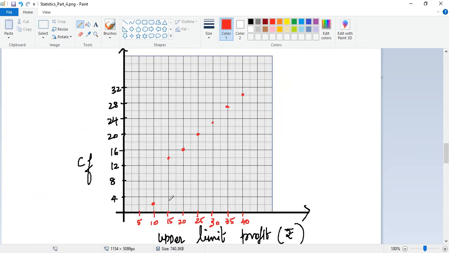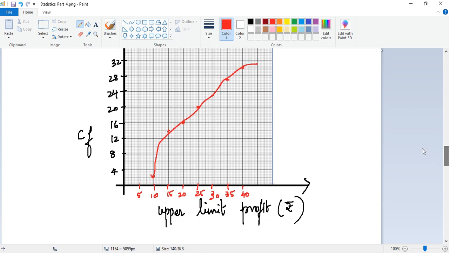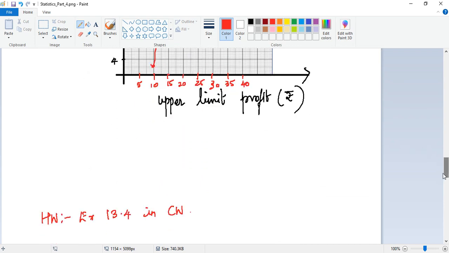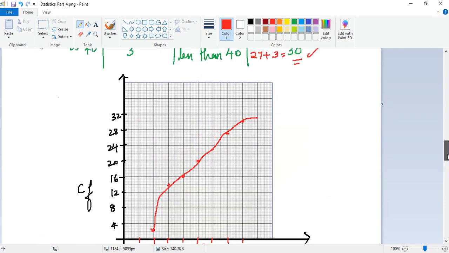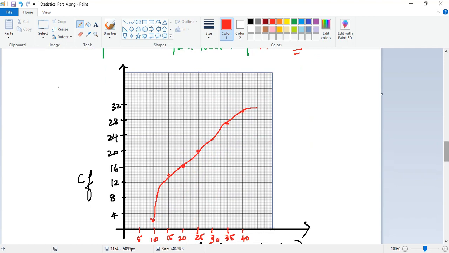So now you just have to join this like this. You should not use your scale to draw it, just join it freehand. This is how you will join it. So this is the less than and more than type graphing. Now sometimes they may ask you to draw the graph and they may ask you to find the median of it.